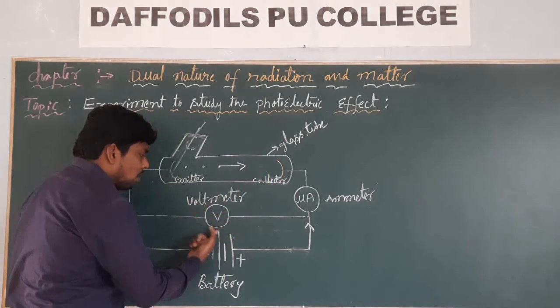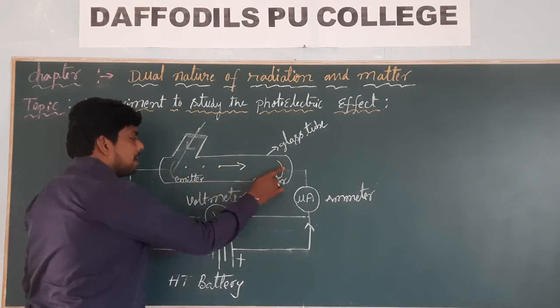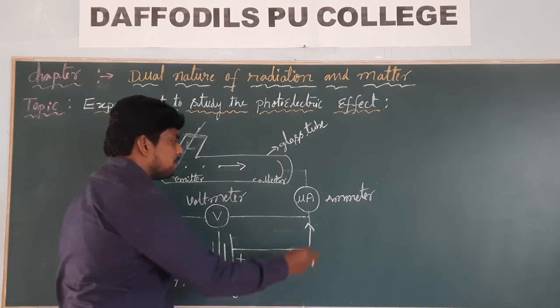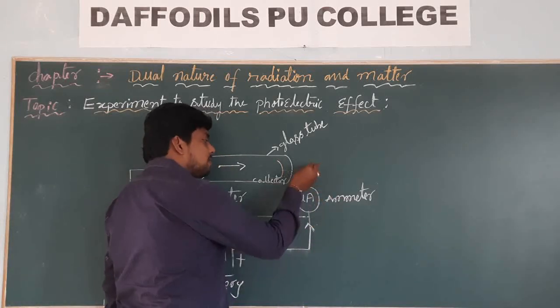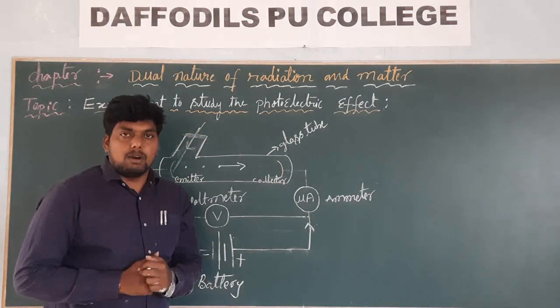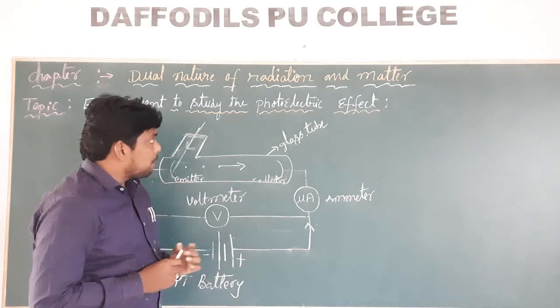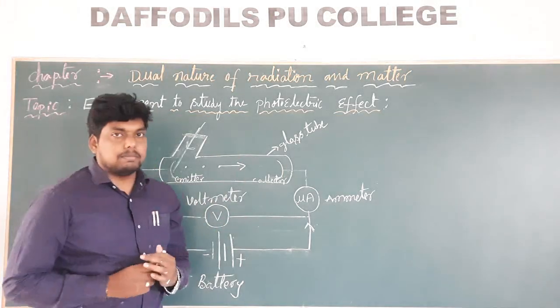What is the function of the voltmeter? The voltmeter measures the potential difference between the emitter plate and collector plate. What is the function of the microammeter? It measures the small values of the current present in the circuit. This is about the experimental setup of the photoelectric effect.